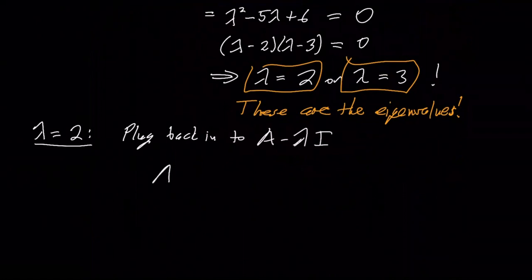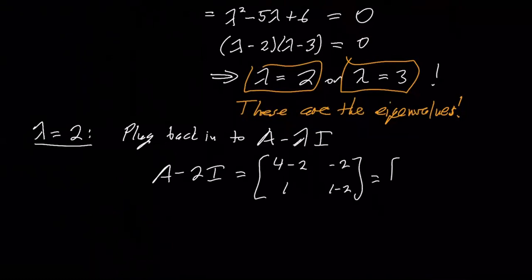So that's A minus 2I, and that's really just subtracting 2's off the diagonal of our original matrix. So that's 4 minus 2, negative 2, 1, 1 minus 2. And that is 2, negative 2, 1, negative 1. And that should jump out to you that this now is a matrix where clearly the columns are not linearly independent, right? Which means that this is going to row reduce nicely.